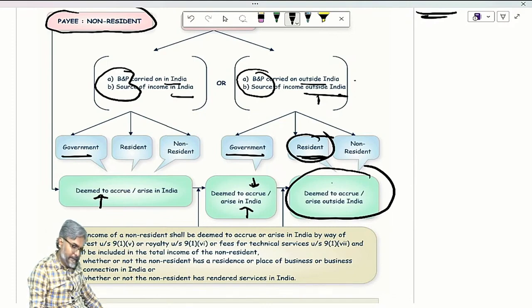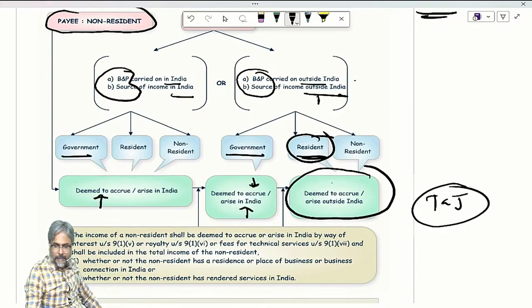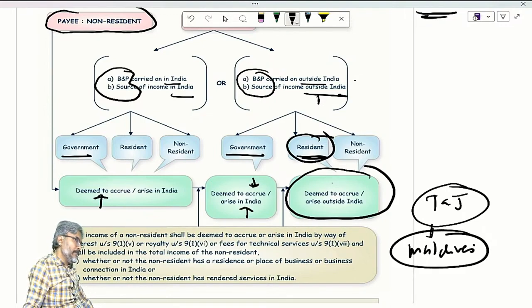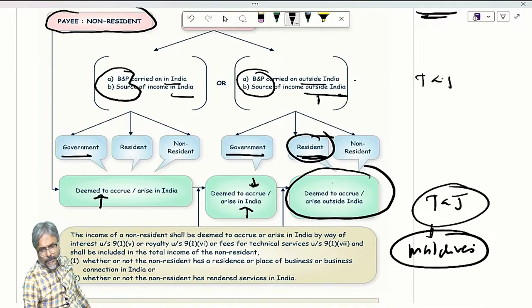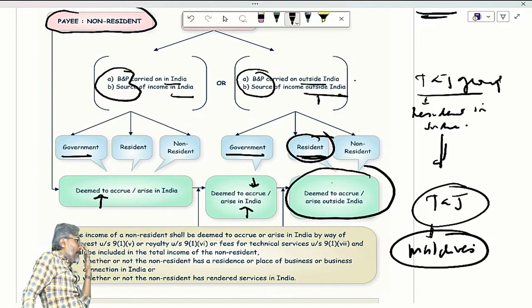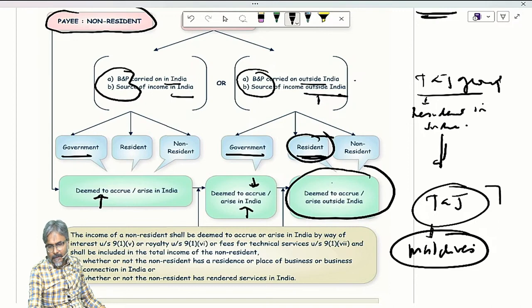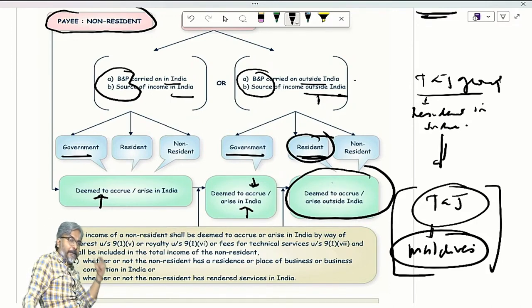I'll give you one more example. Like Taj Hotel, students, Taj Hotel has got properties across the world. So Taj Maldives, Maldives also they have got a property. So what they are doing, students, the Taj group, who are resident in India, do you remember? They are appointing an architect firm, to provide an architect service in respect of their Maldives property.